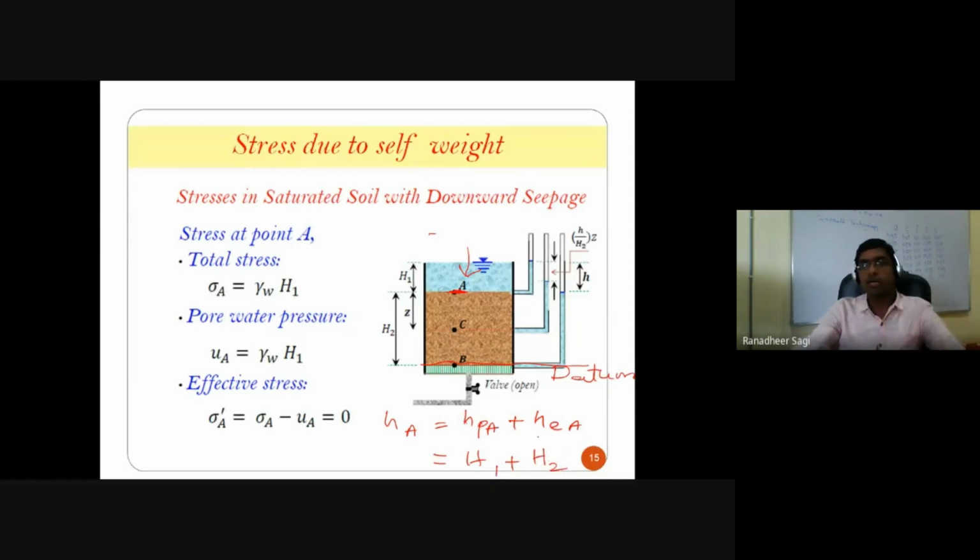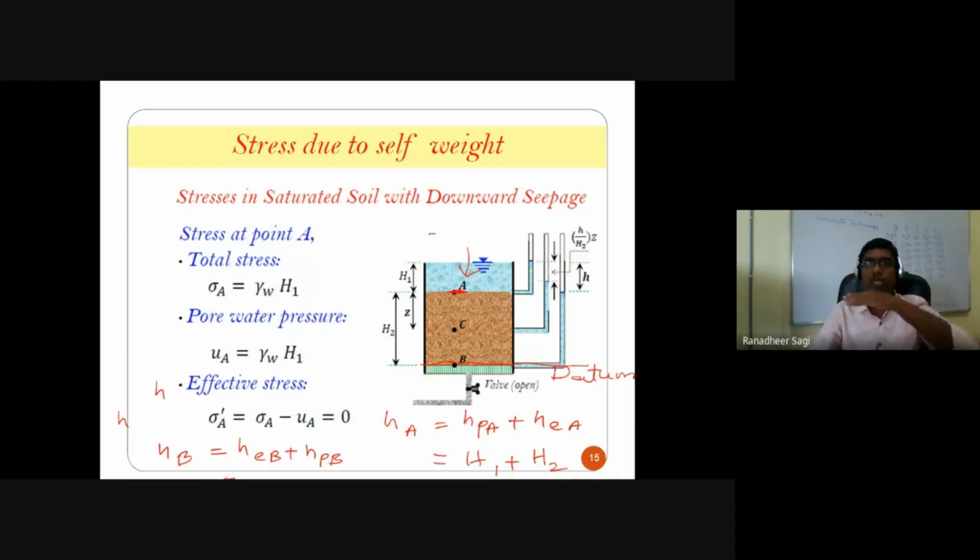And next, to understand the total head at point B: when there is a total head difference between upstream and downstream, from point A to point B, only then can I understand that the flow is happening through the soil from point A to point B. So similarly, at point B, it is the elevation head corresponding to point B plus the pressure head corresponding to point B.